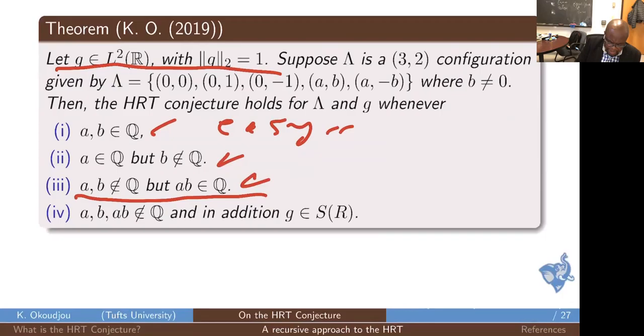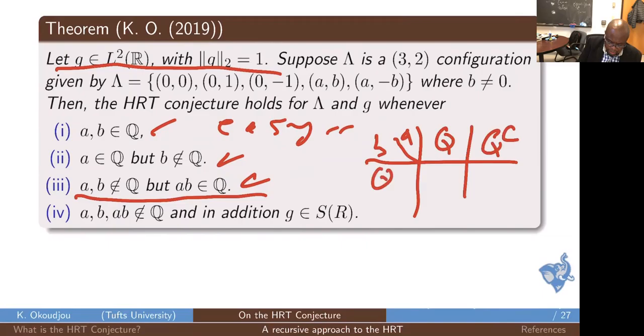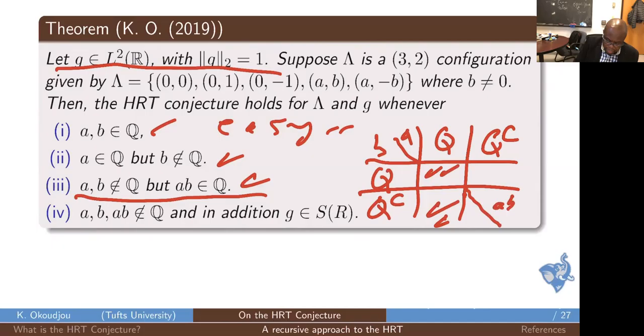So I like to present this in the following manner. Suppose that A is here and B is here, so rational and irrational. When A and B are both rational, I know I can prove the HRT conjecture. When A is rational and B is irrational, I can prove it. And when both are irrational, I have two cases. When the product AB is rational, then I can prove it. And over here, I don't know.